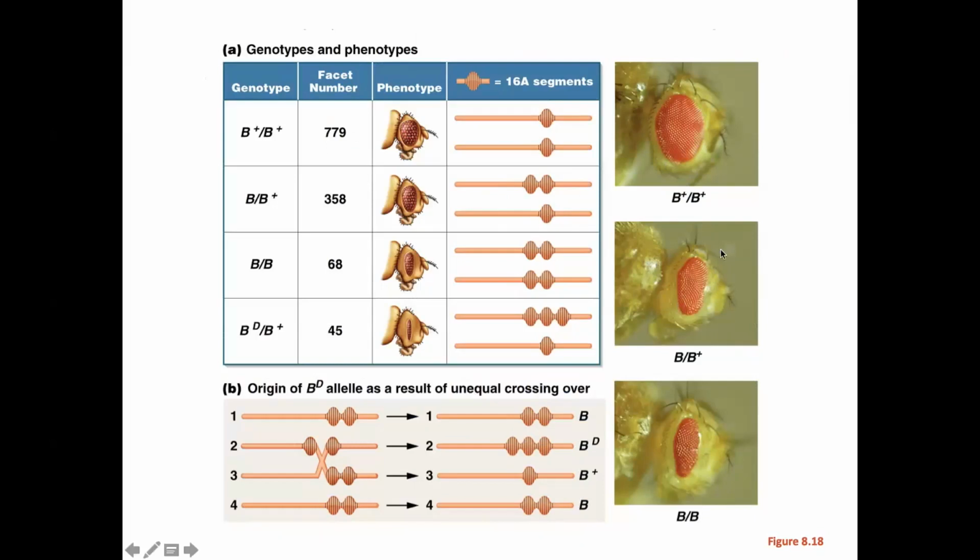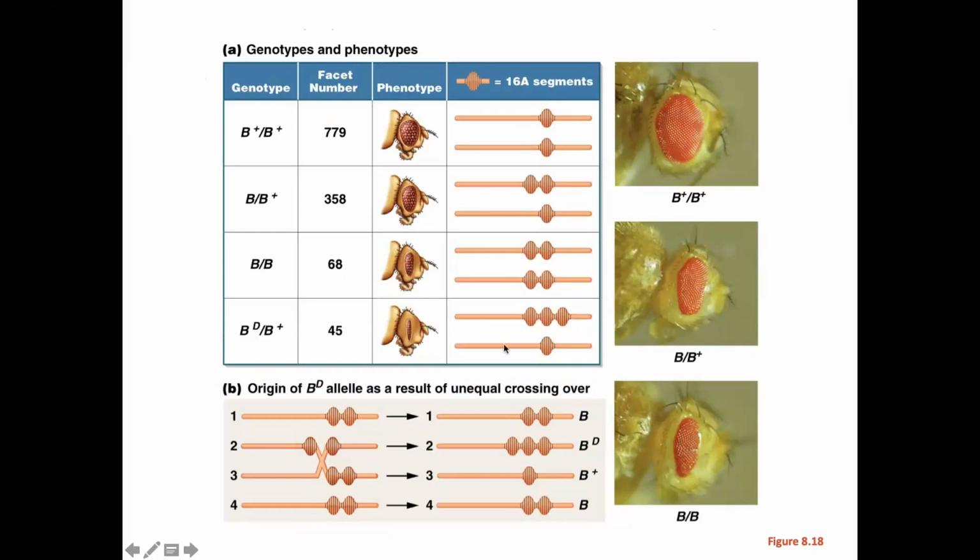Here's the heterozygote for the duplication, and you can see the eye is about half the size of the original. So there's a phenotypic consequence that results because of that gene duplication. The eye becomes smaller. Normal eye development is compromised. What if you're homozygous for the duplicated version of the chromosome of the BAR gene? Well, the eye gets even smaller. It's about 1/10 of the original size. And here it is down here.